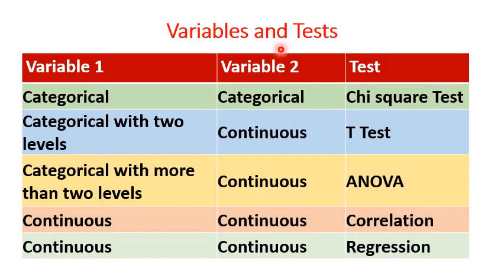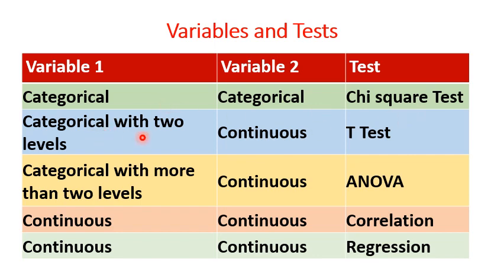Then, nature of variables and tests. If there are two variables, the first variable is categorical and the second variable is also categorical, that means both the variables are categorical. In this case, you can use the chi-square test. For example, the first variable is gender with 2 or 3 levels, male, female and transgender, and the second variable is also categorical, for example, level of awareness: fully aware, aware, not aware, etc. In this case, you can use the chi-square test.